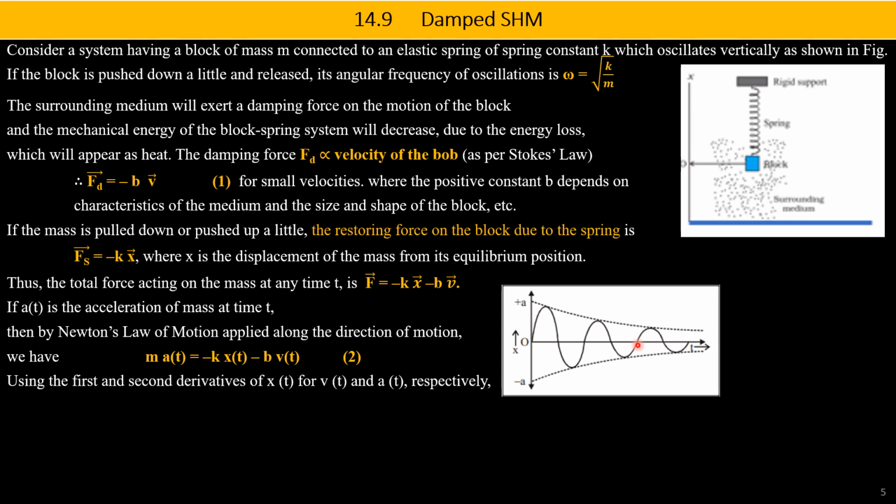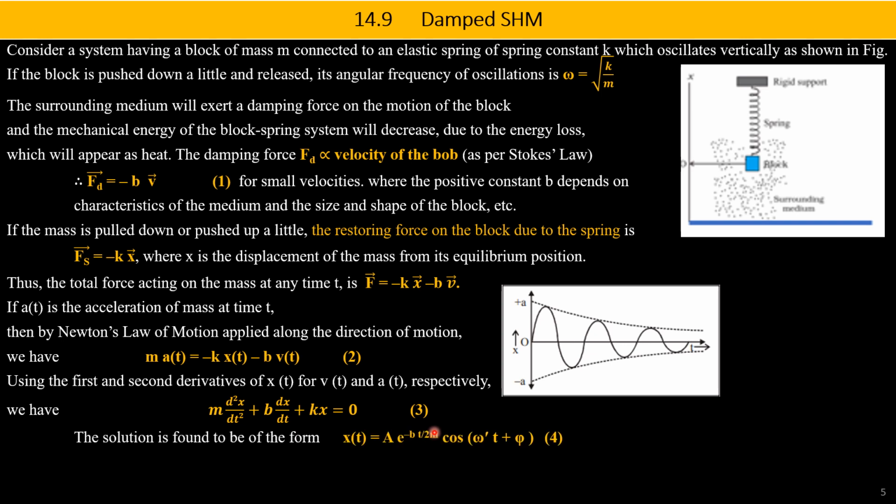Using the first and second derivatives of x of t, velocity and acceleration, which we have derived in our previous video, whose description is given in the link, we can write this equation as m into d squared x by dt squared. D squared x by dt squared is acceleration, plus b of dx by dt. Dx by dt is the velocity, plus kx is equal to 0. This is the differential equation. Let it be equation 3.